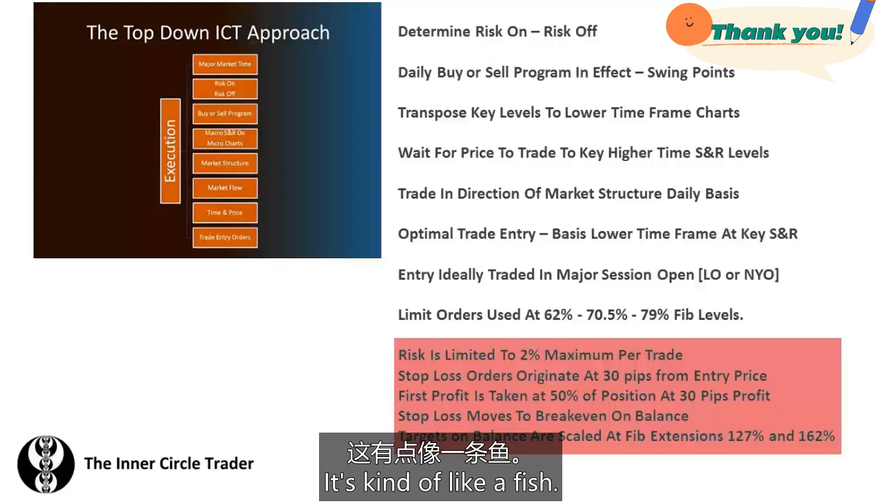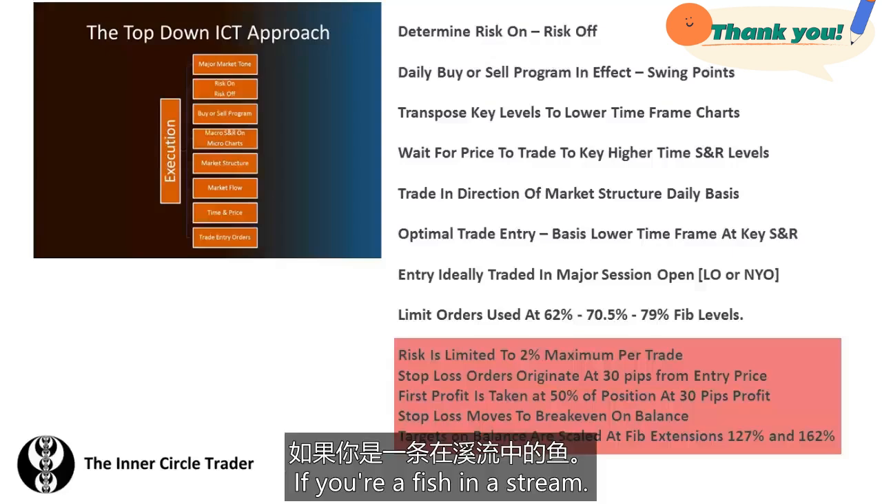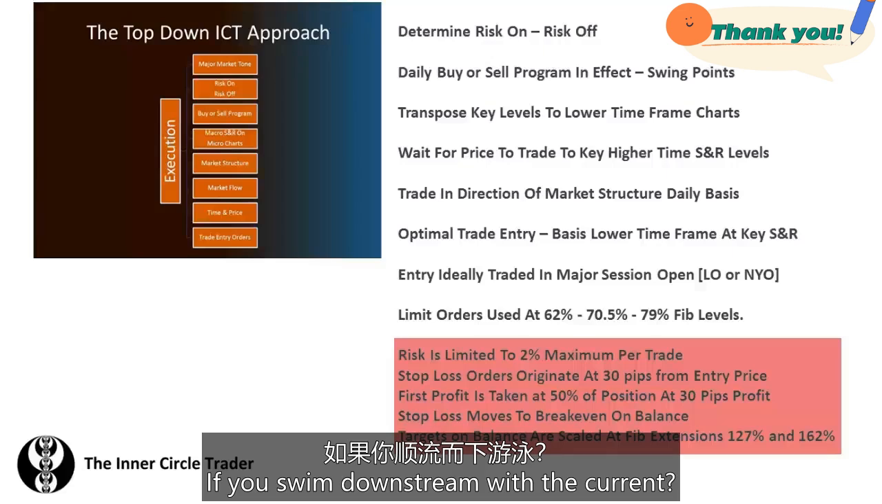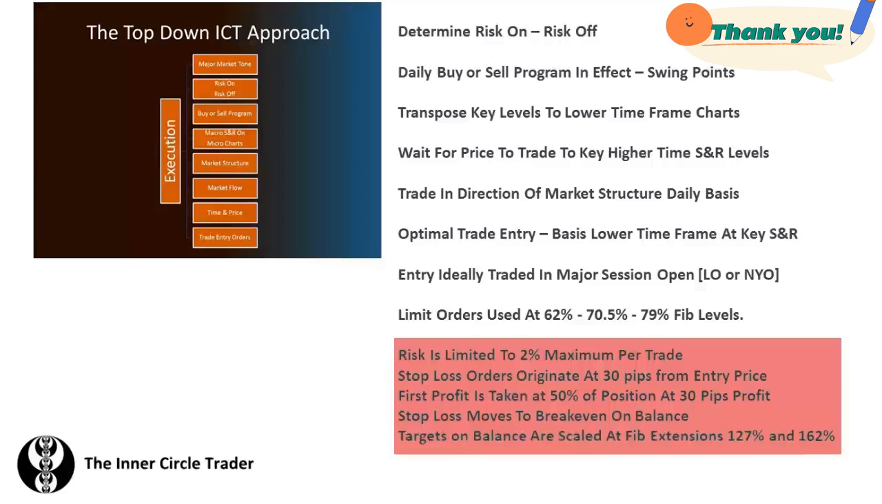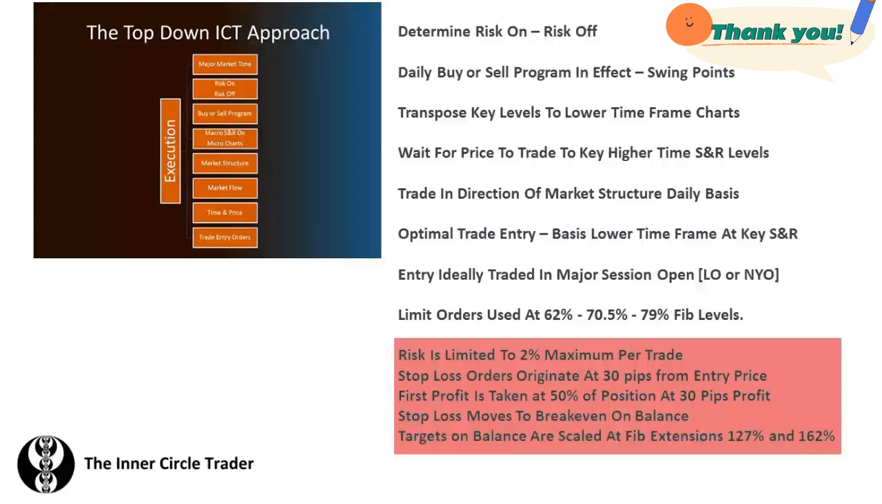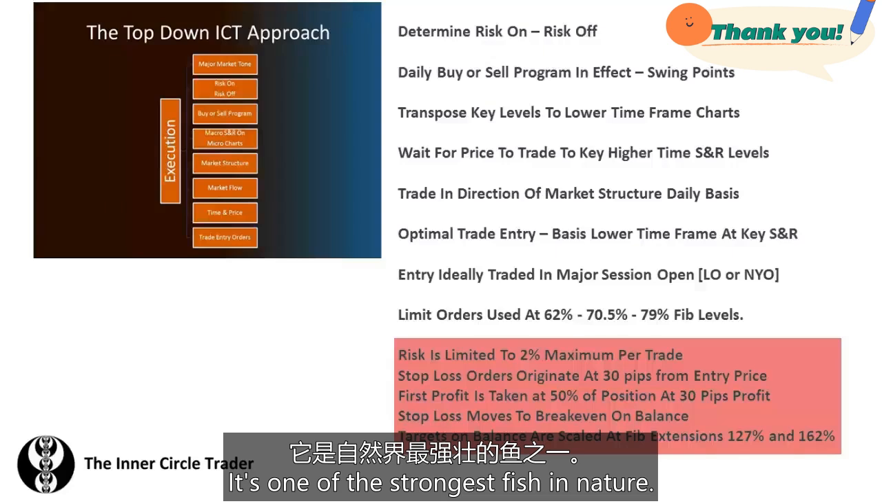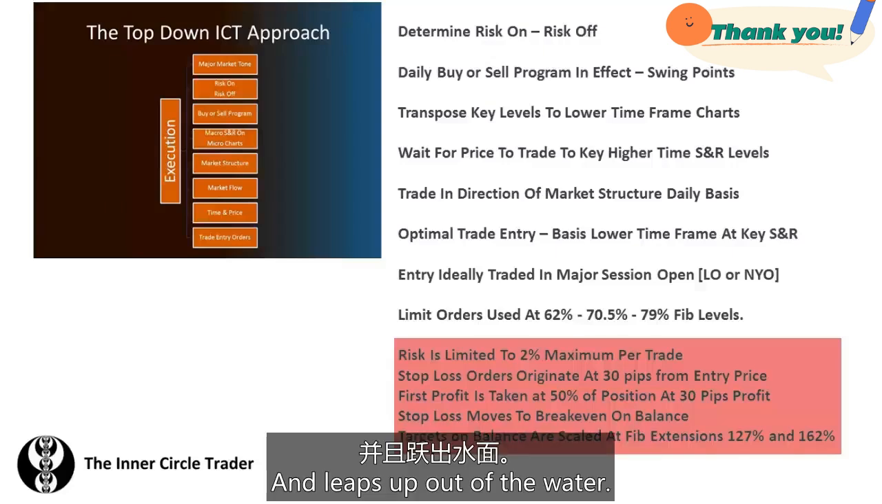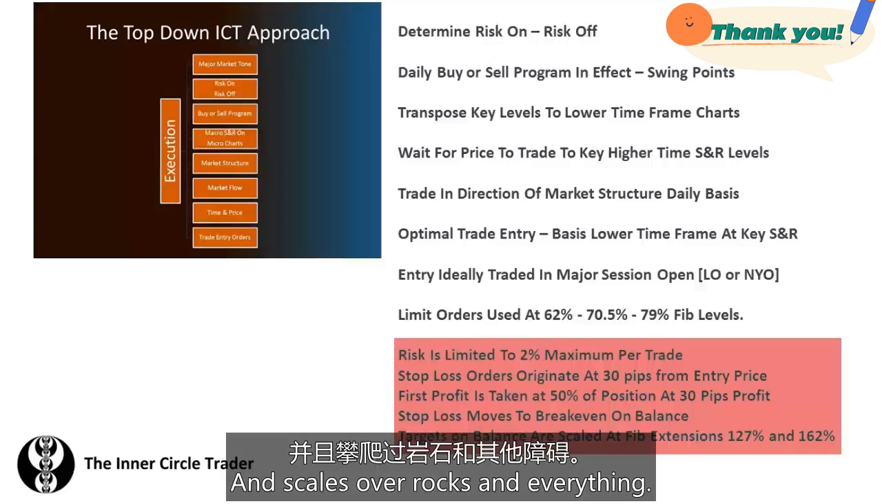Okay, it's kind of like a fish. If you're a fish in a stream, what's easier, if you swim downstream with the current, or if you swim upstream? Obviously it goes without saying it's easier to swim downstream. There's a fish, it's a salmon. It's one of the strongest fish in nature. It actually swims up current, and leaps up out of the water and scales over rocks and everything.